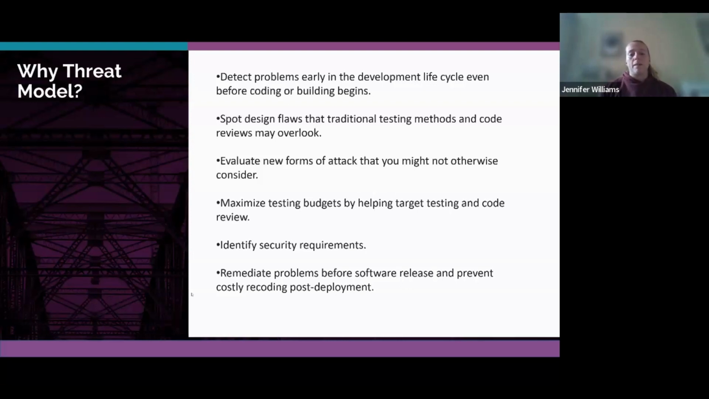So there are some real examples that I can share where this would have been a much more cost-effective way of finding vulnerabilities than waiting to test at the end. And as Jennifer says, the cost of remediating those problems at the beginning of the design phase is a lot less than at the end of the process.